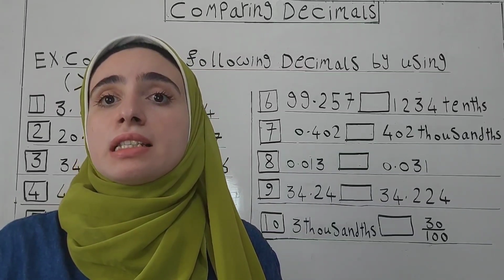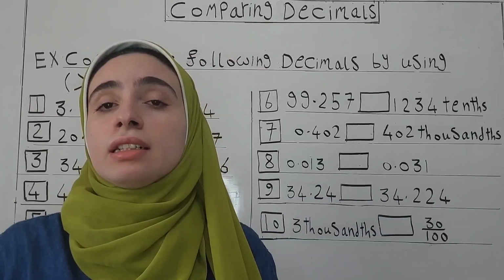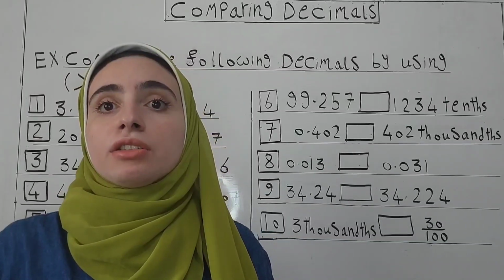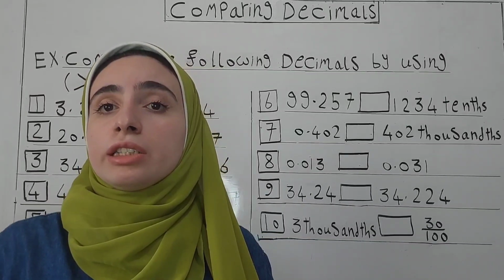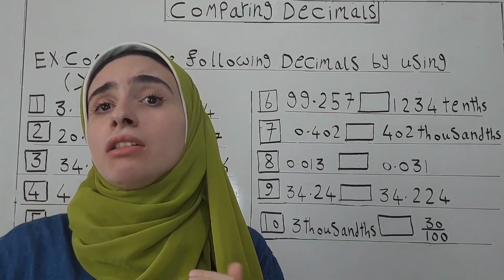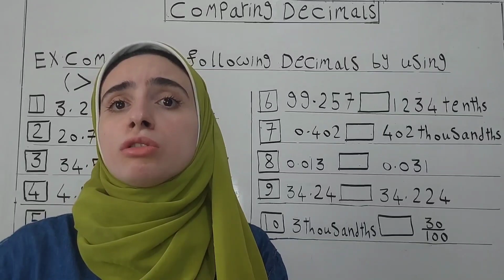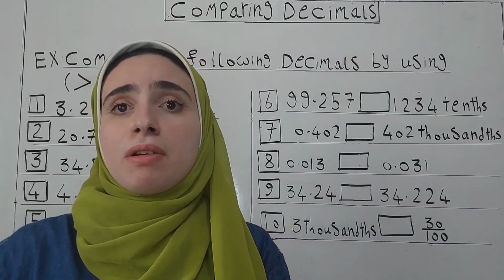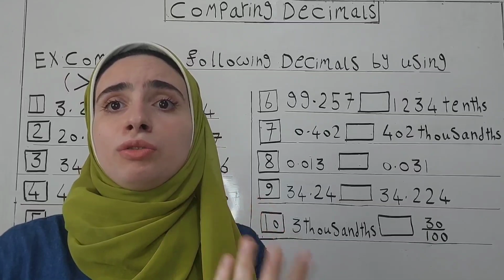We studied in the previous lessons many ways to write decimal numbers. In today's lesson, we are going to study comparing decimal numbers. How can we make a comparison between two or more decimal numbers written in the standard form?